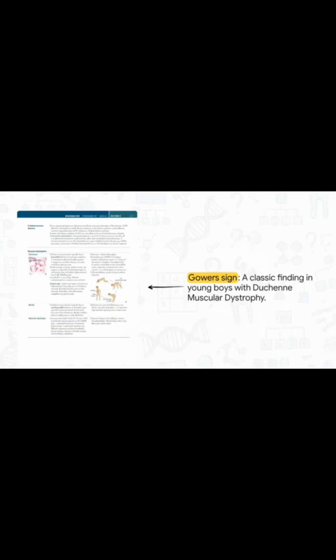So you see a question, and it describes a little boy who has trouble standing up, and he uses his hands to walk up his own legs, just like you see here. That is the Gowers sign. It is the number one absolute classic buzzword for Duchenne muscular dystrophy. The second you read that, you should think Gowers sign means Duchenne, which is an X-linked recessive disease from a frameshift mutation in the dystrophin gene. That whole chain of association needs to be automatic.